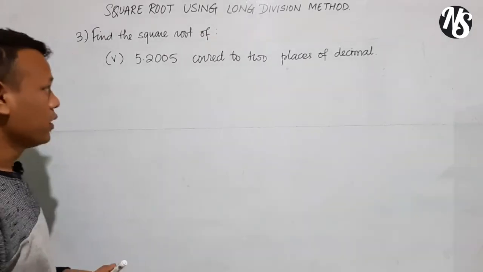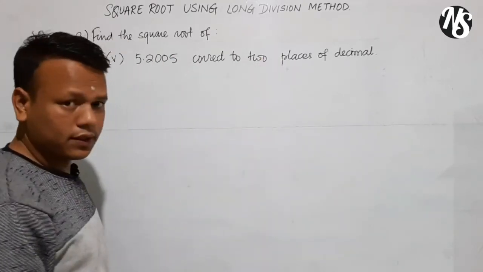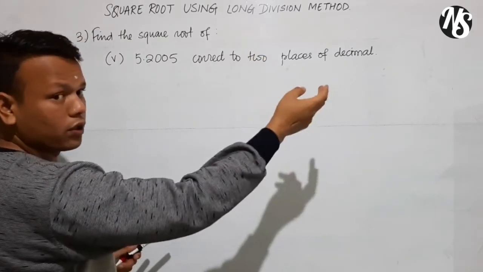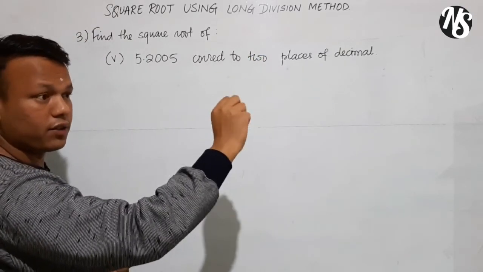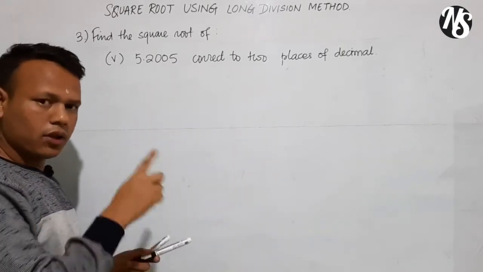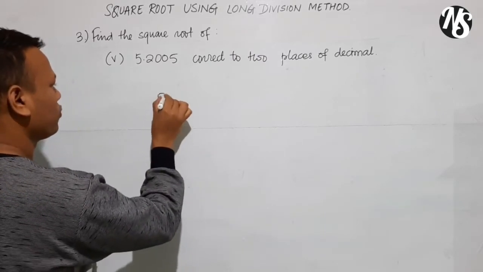So in this question, you need to find square root of this correct to 2 decimal places. Now in the given question, the double of 2 is 4. So in the given question, you must have after decimal 4 digits. How many are there? 4 are there. That means we don't need to do any adjustment here. So we can directly find the square root out here.